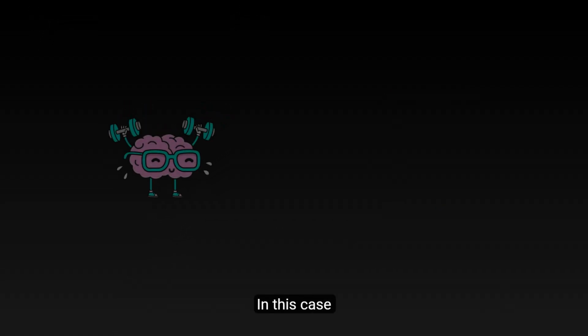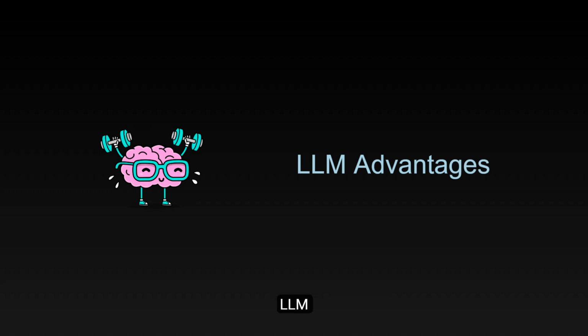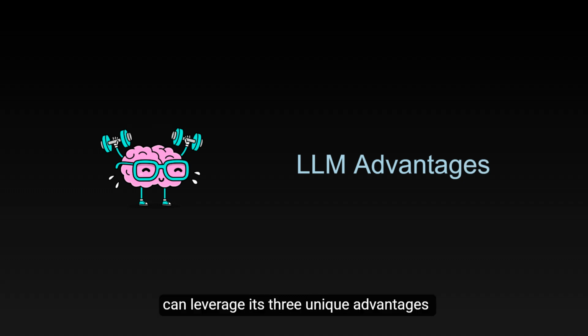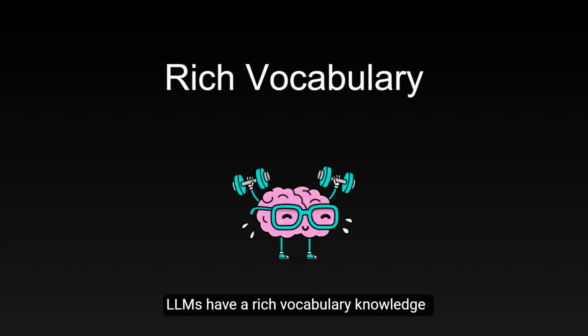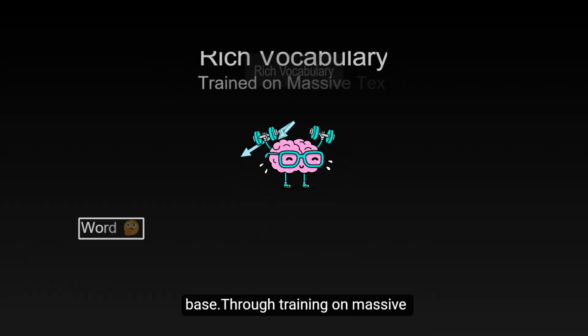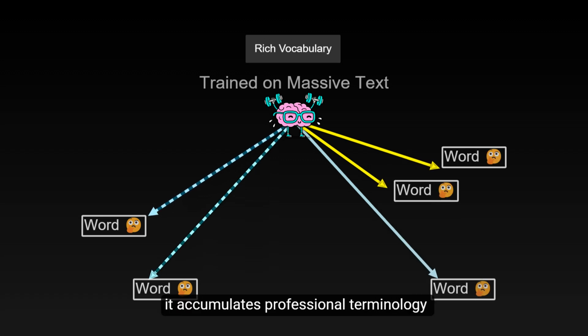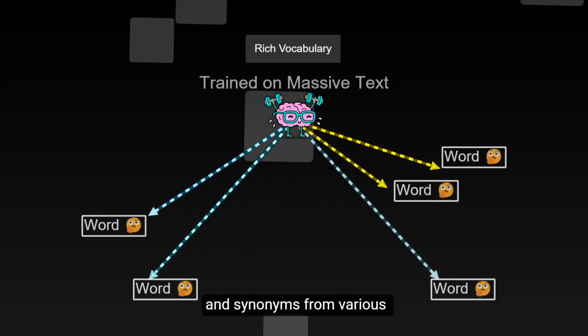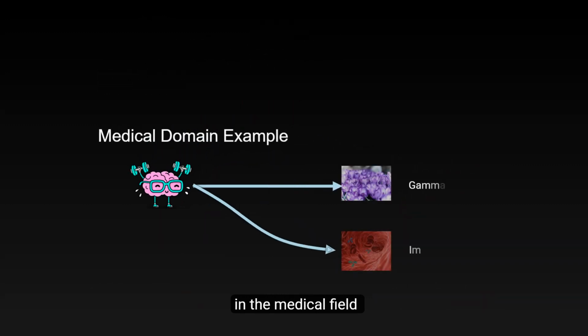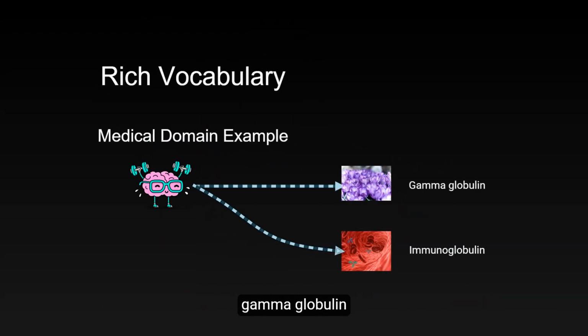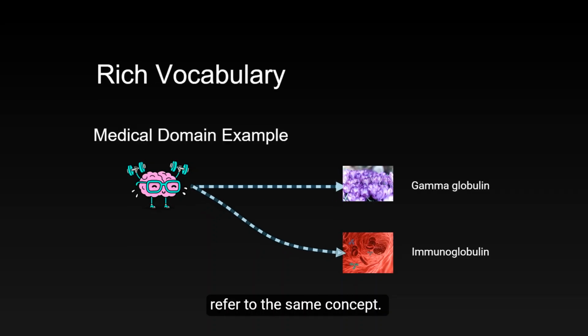In this case, the large language model, LLM, can leverage its three unique advantages. First, LLMs have a rich vocabulary knowledge base. Through training on massive amounts of text, it accumulates professional terminology and synonyms from various fields. For example, in the medical field, it understands that gamma globulin and immunoglobulin refer to the same concept.